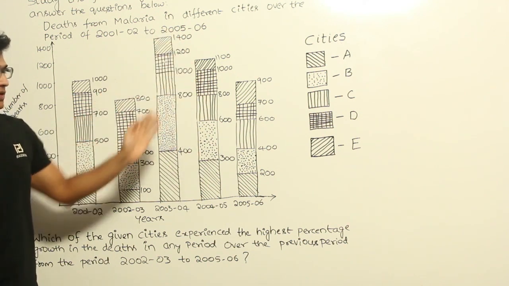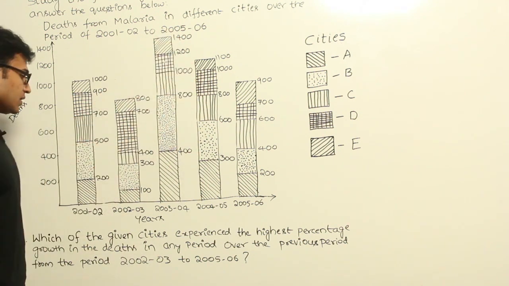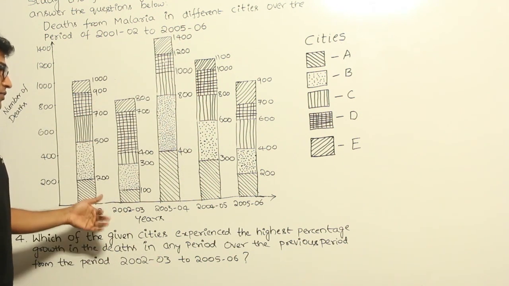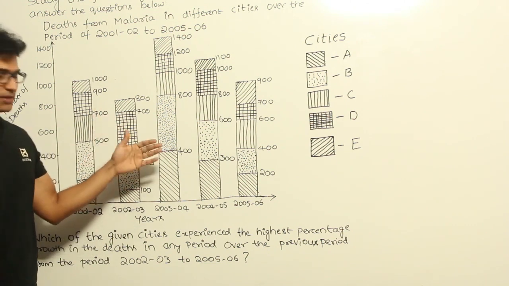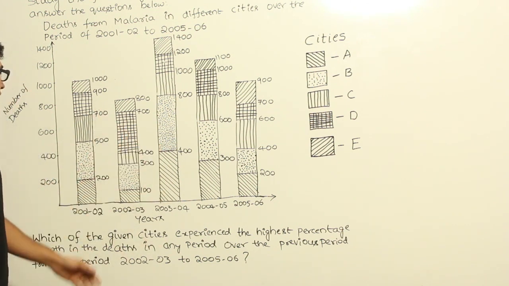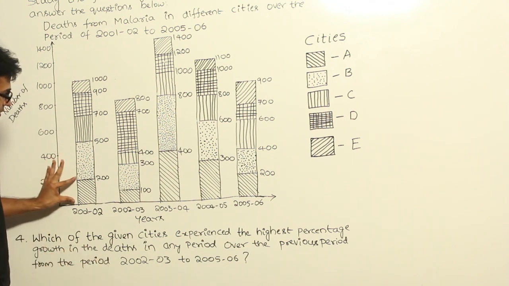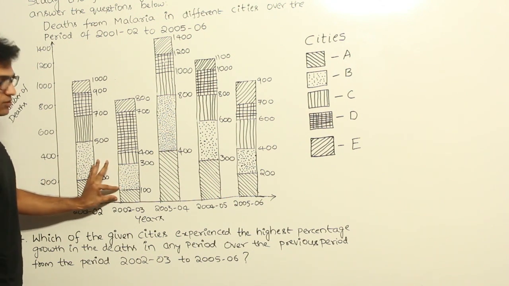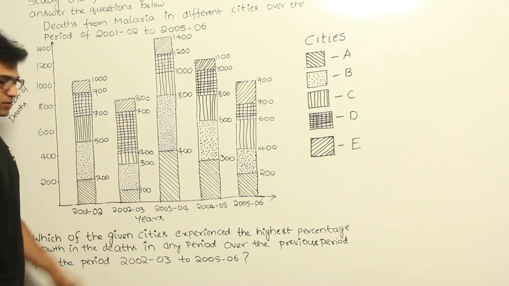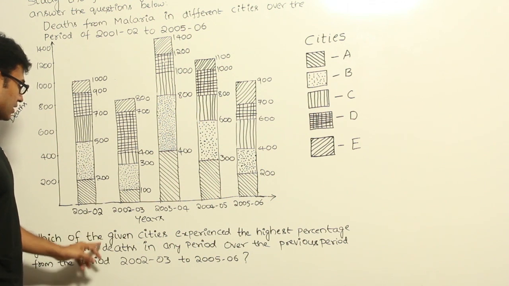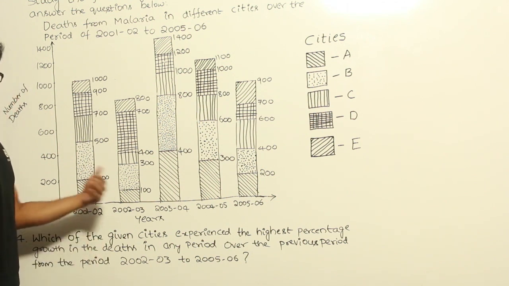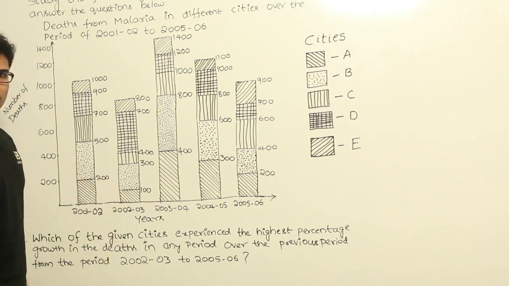So all the cities we are supposed to check this number, and we have to give the highest number, or whichever has got the highest, that is the answer, right? So now let's see this. Now if you see for city A, initially the deaths in this period is 200. Now from 200 it has decreased to 100, therefore it is decreased, so you need not consider it. Now they are asking about growth, highest growth, therefore it is a decrease, so don't worry about it.